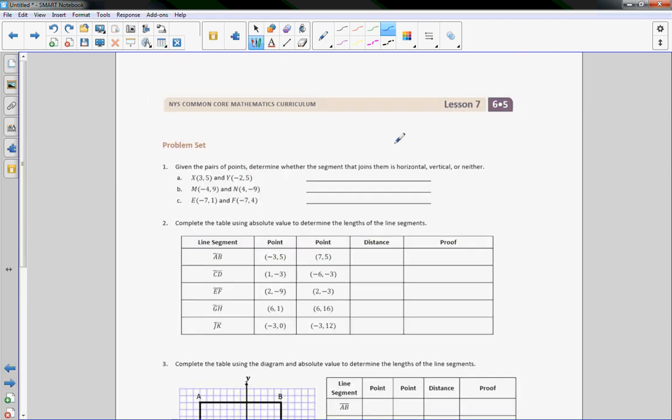And that is the end of lesson 7. Go do your problem set.